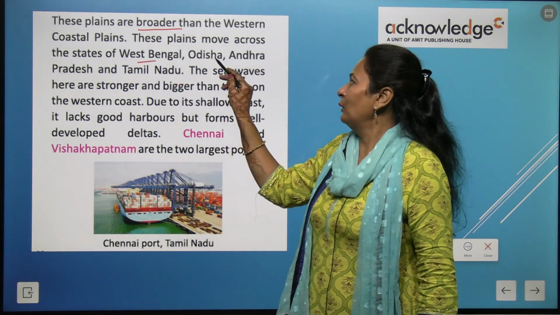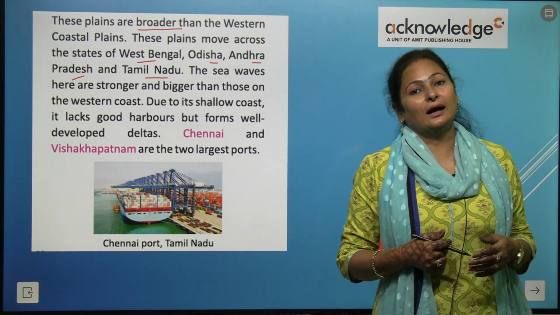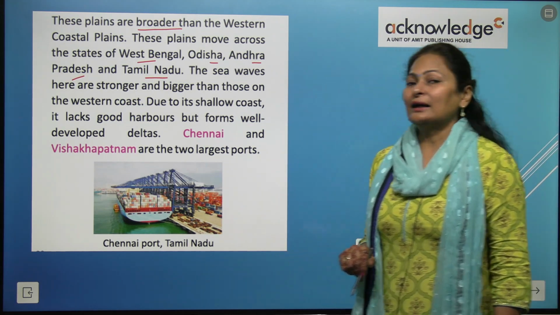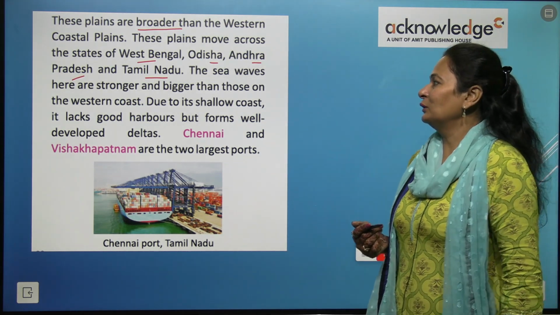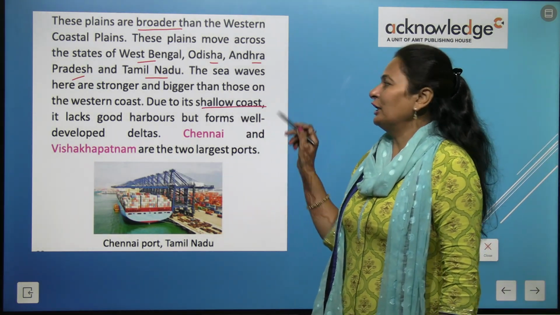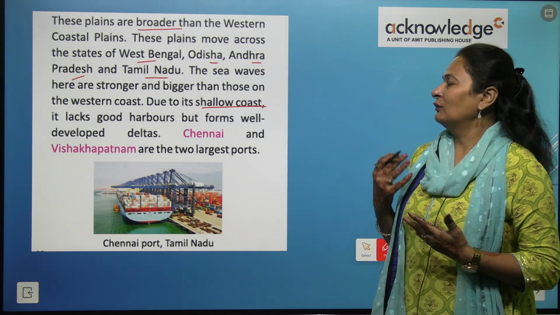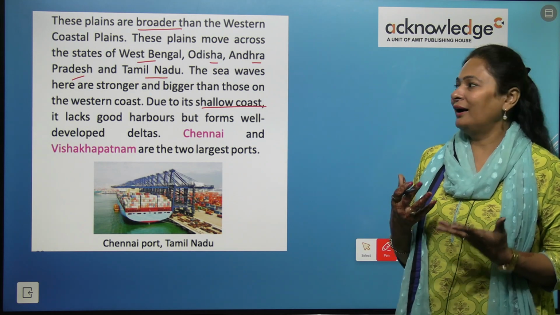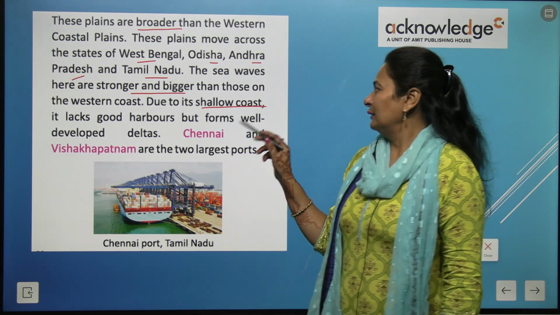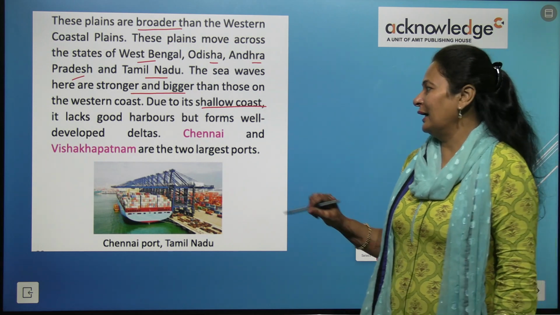Let's see the West Bengal, Odisha, Andhra Pradesh and Tamil Nadu. These states are part of the eastern coastline. The sea waves here are stronger and bigger than those on the western coastal plains due to this shallow coast, right? So sea waves are stronger and bigger, right? So it lacks good harbors but forms well-developed deltas.